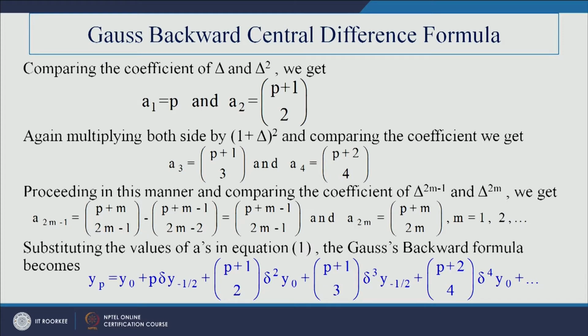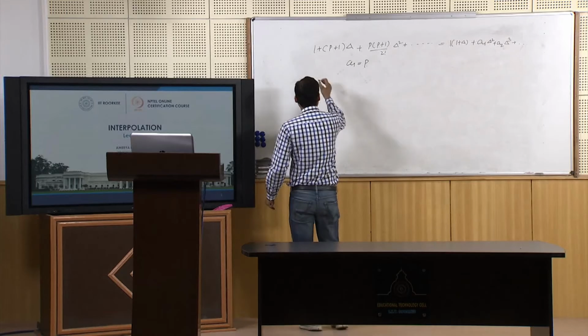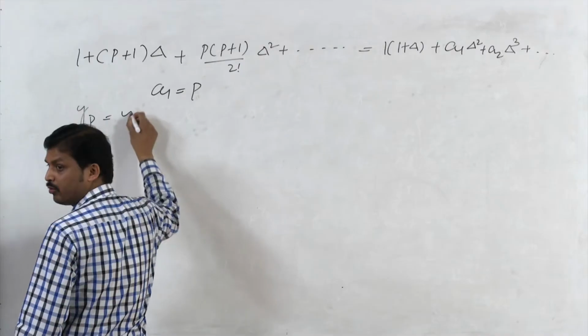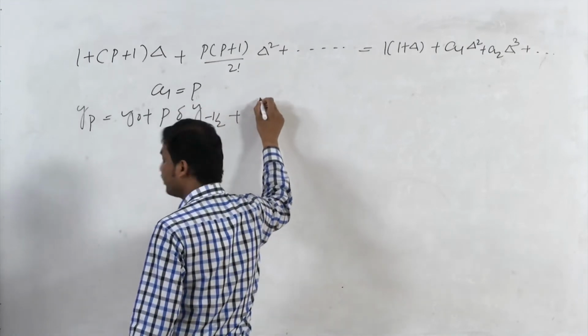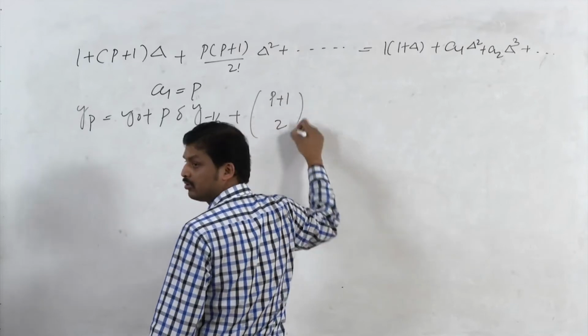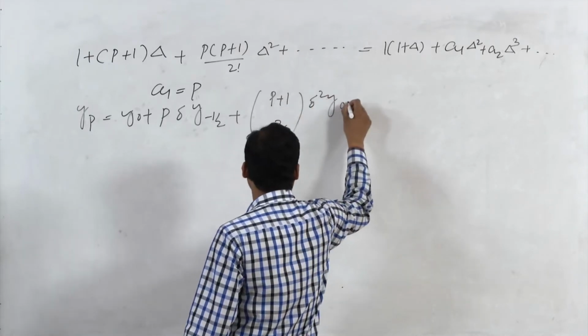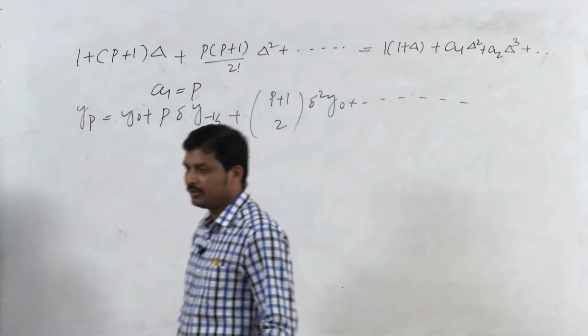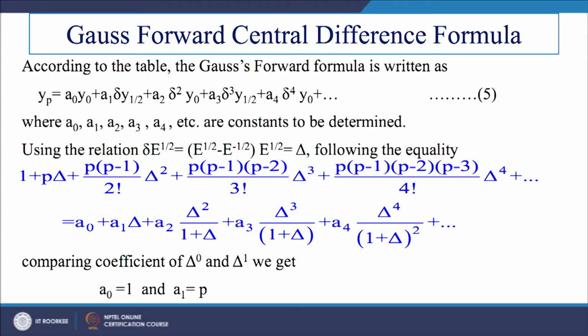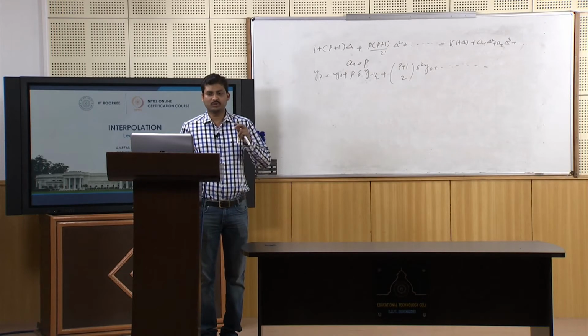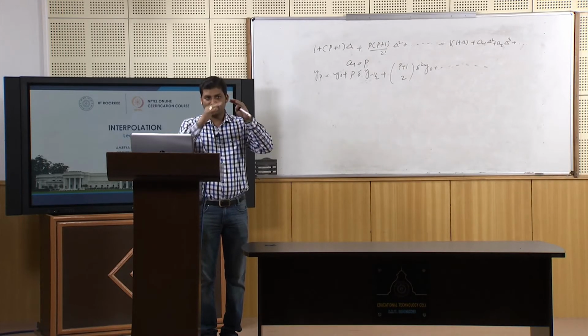Finally, if you put all these coefficients a1, a2, a3, then we can obtain this formula in the form of yp equals y0 plus p delta y of minus half plus p plus 1, 2 delta square of y0. So, this will be the formula for the Gauss backward difference formula, and if we are going for the Gauss forward central difference formula, then we can choose these coefficients as these forward marching steps.